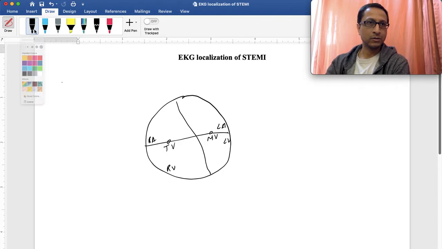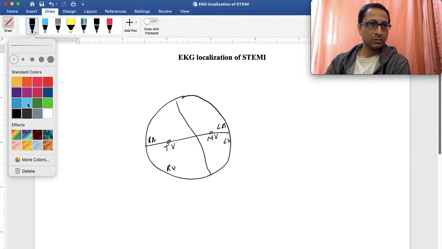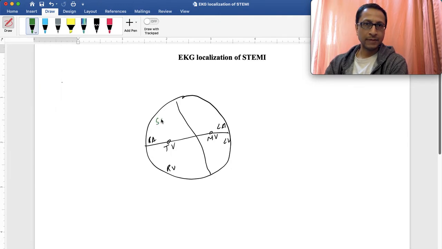Now let's get a different color. Let's say green. So what we have here is the SA node over here, the AV node over here, and then from here we have the bundle of His. BUH stands for bundle of His.